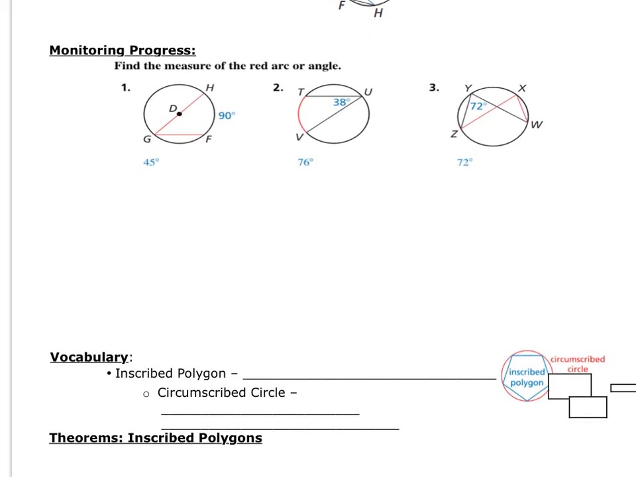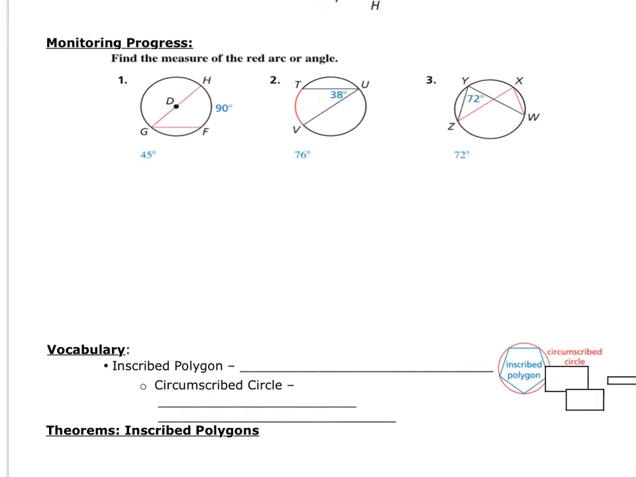All right, so now you should have gotten help with the sub. Okay, so now we'll go to monitoring progress. I'm going to get you started on some of this. They want us to find the measure of the red arc or angle. Whatever is the red measure, that's what they're wanting us to find. Well, look at this. The red measure is this object here that is shaded in black. So aren't they wanting me to find the inscribed angle, HGF? That's what they're wanting us to find.